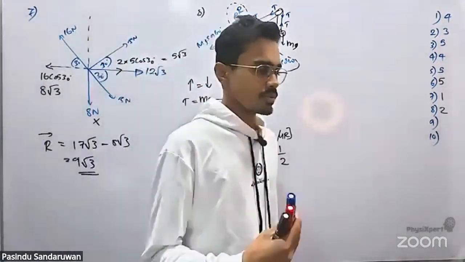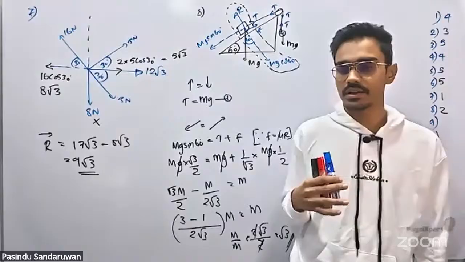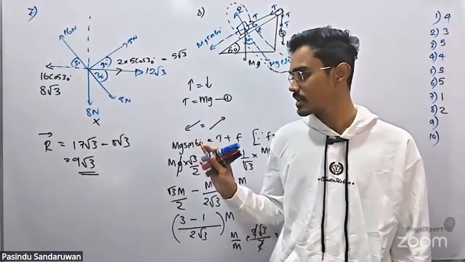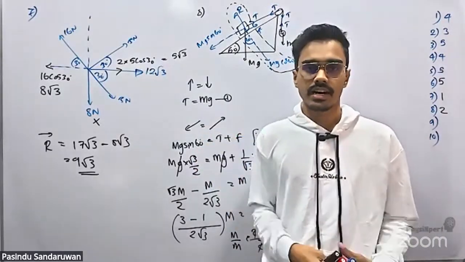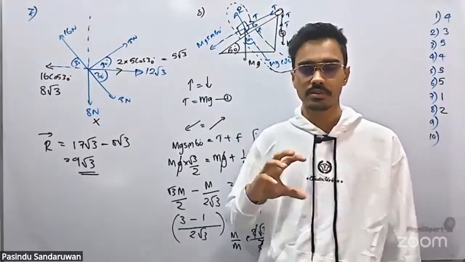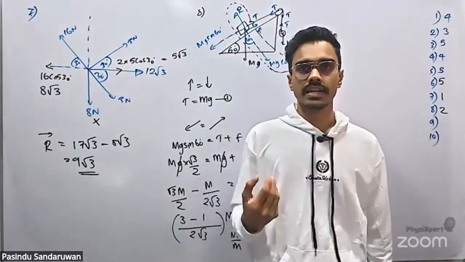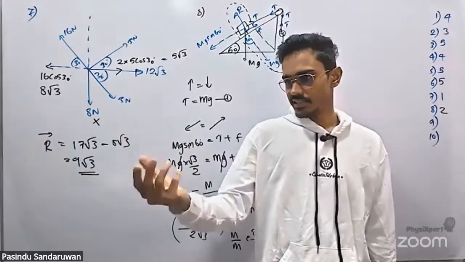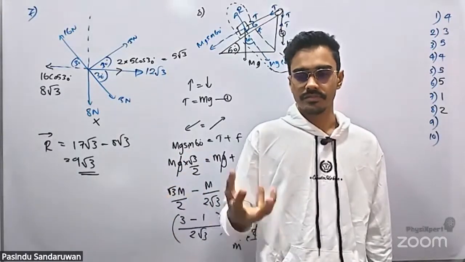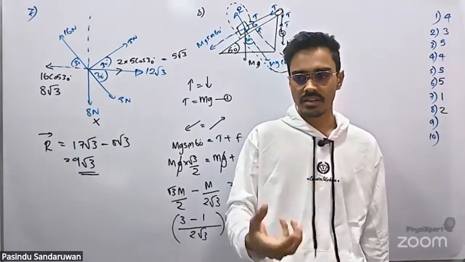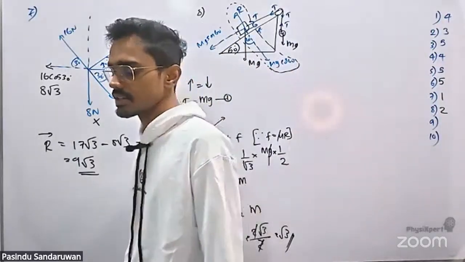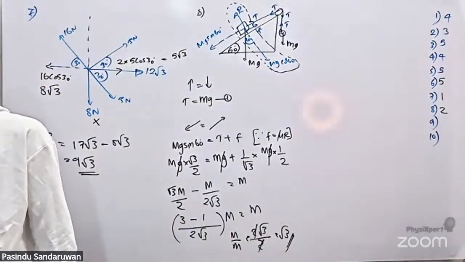If you understand the question and do the calculation properly, the correct answers are coming. That's actually an equilibrium, even though it talks about sliding. We are considering the equilibrium point and doing the calculation.